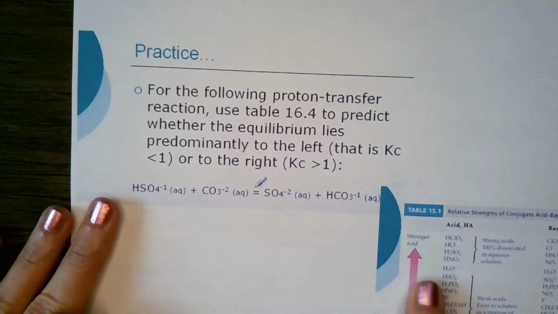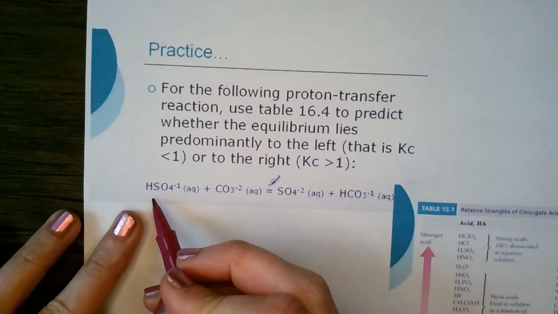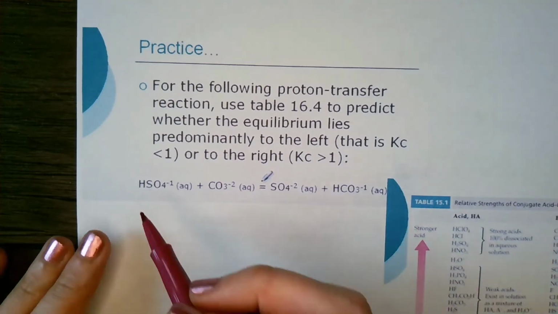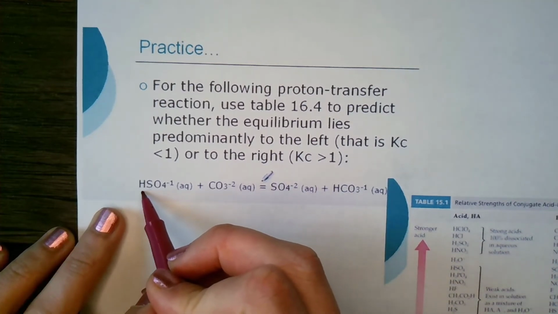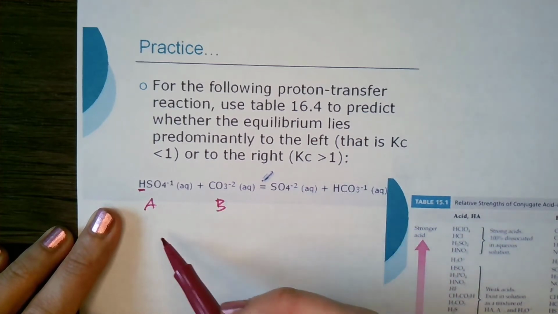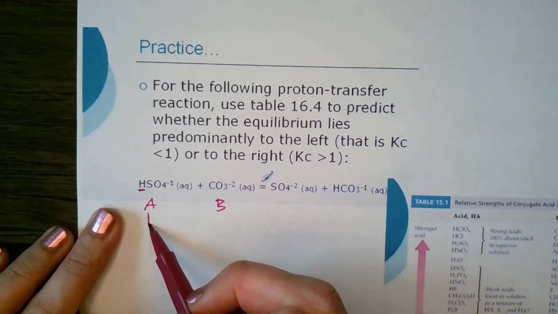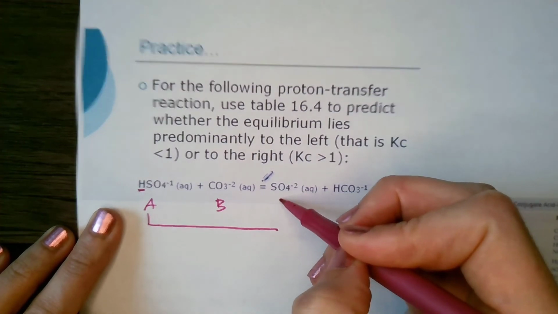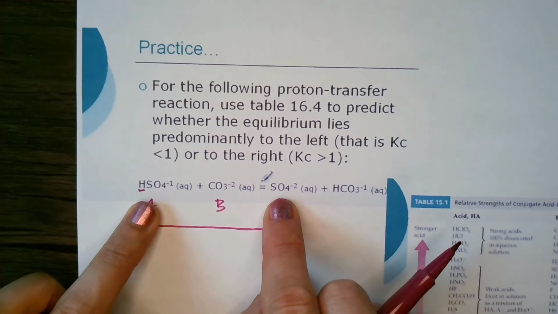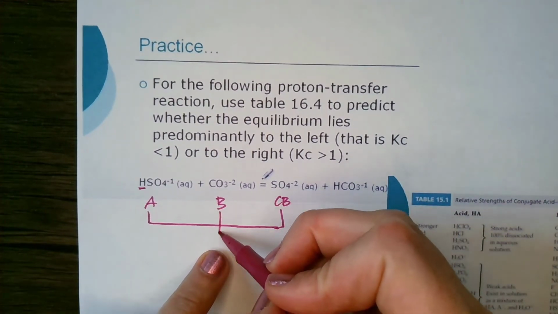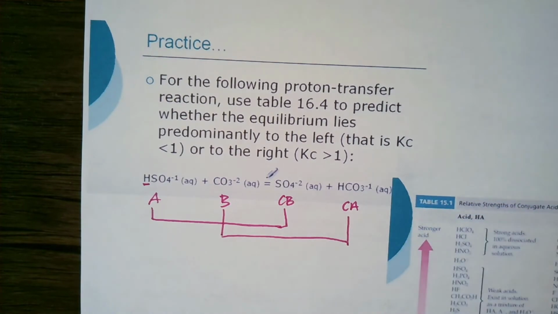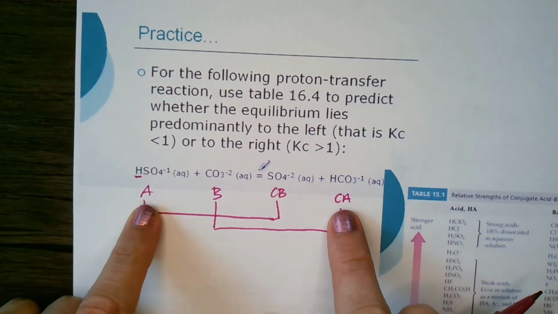Let's look at an example here. For the following proton transfer reaction, we're going to use this table. We're going to look at HSO4 minus plus CO3 2 minus. First, let's find our pairs. We have our acid here, and then, of course, we've got our base. So let's find our conjugate, SO4. We've got our conjugate base, HSO4 minus to SO4 2 minus. So if we have our base here, we must have our conjugate acid.